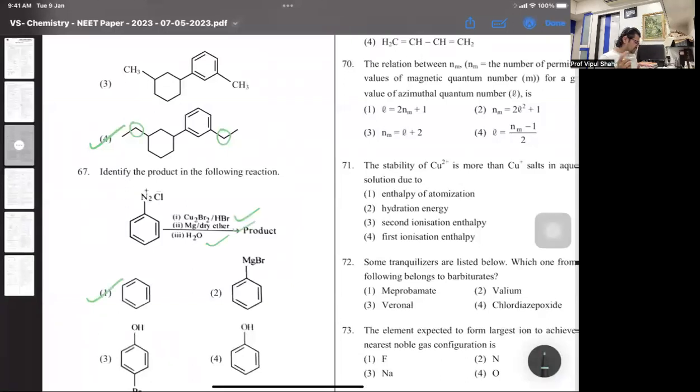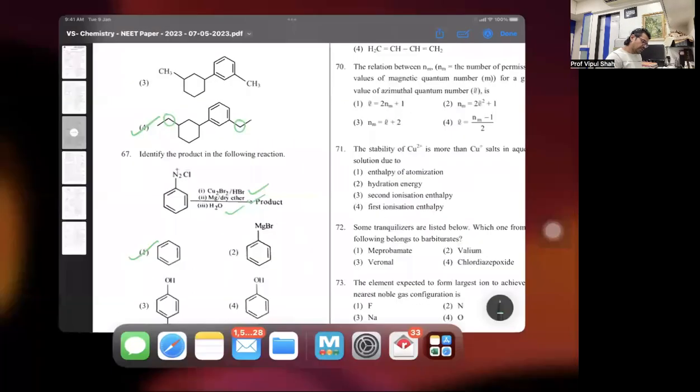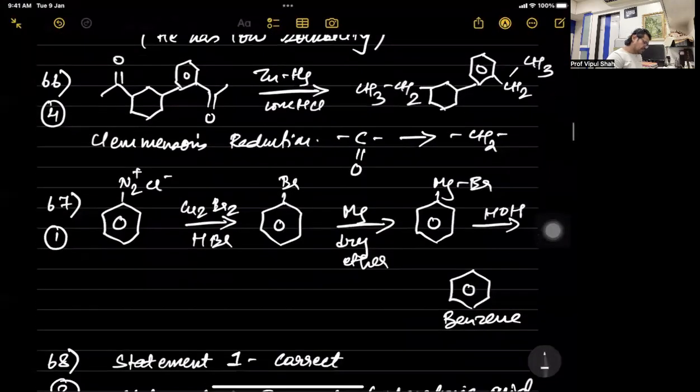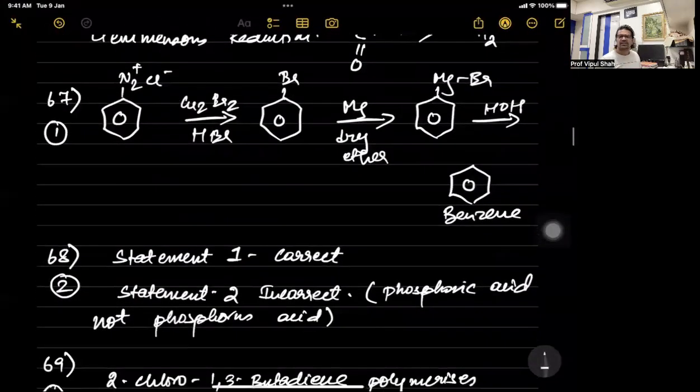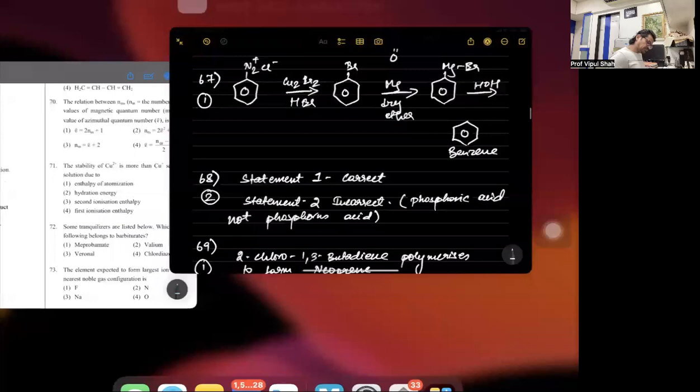So that is 67, the first one. Look at the reaction, please. That's 67. Have a look at it. Diazonium salt first giving bromobenzene, then giving phenyl magnesium bromide, which with water gives us benzene. That's 67. Then the 68th one.